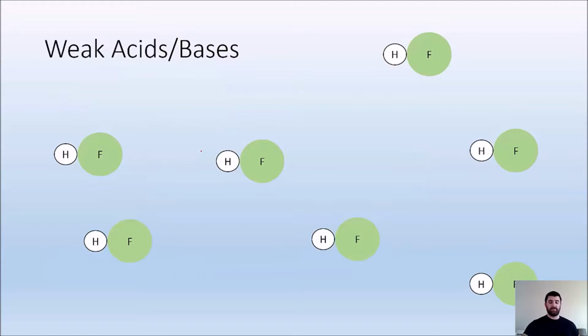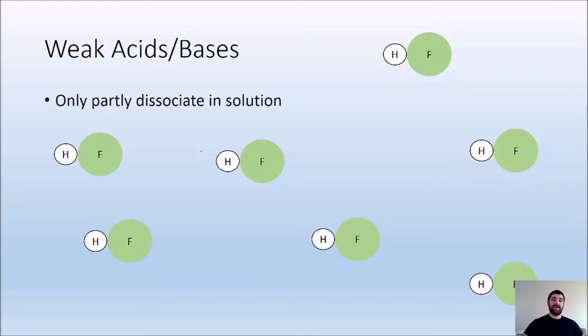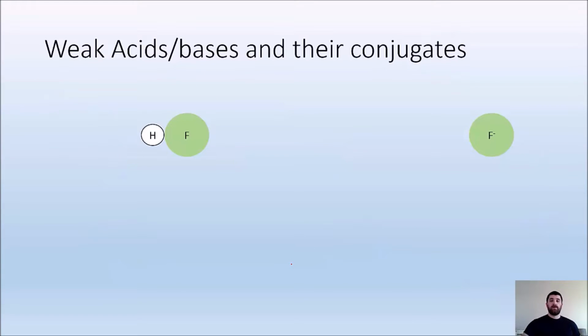All right, so weak acids and weak bases. Here I got HF, which is a weak acid. It is not going to completely dissociate. It's only going to partly dissociate. So if I got all of these HFs, not all of them are going to break apart. Only a couple of them maybe will. And that's what makes it a weak acid. Not all the molecules will break apart and dissociate.